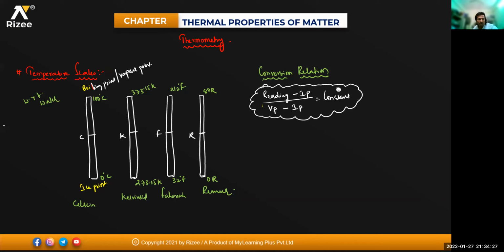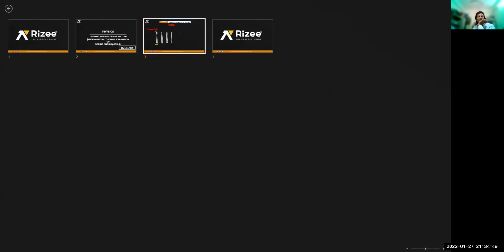So IP is known as what here? IP is known as your ice point, and VP is known as your vapor point. VP is known as your what? Vapor point. Is that clear? Yes, sir. Sure. I don't know, I only got one slide today.